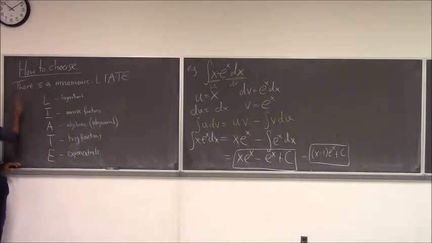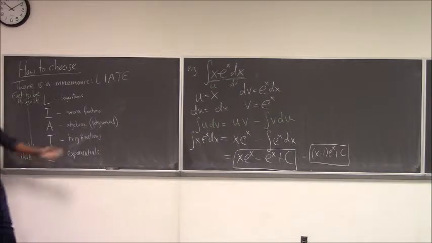And here's how the rule works. The guys higher in the list get to be u first. And as you go down the list, these guys get to be u last. So if you have a product of these two types of different functions, your choices will be clear in the sense that you will always choose based on this mnemonic.